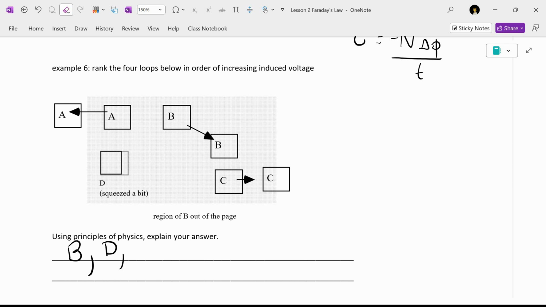Which of those would have the smallest flux, A or C? C, because it only goes halfway out of the magnetic field. Some magnetic field lines still point in it, haven't changed. And then A is the biggest because it goes all the way out of the magnetic field.